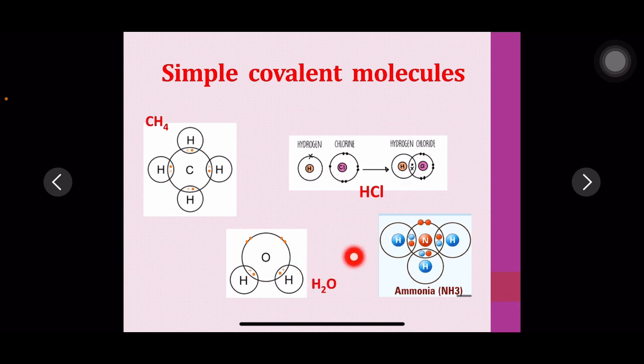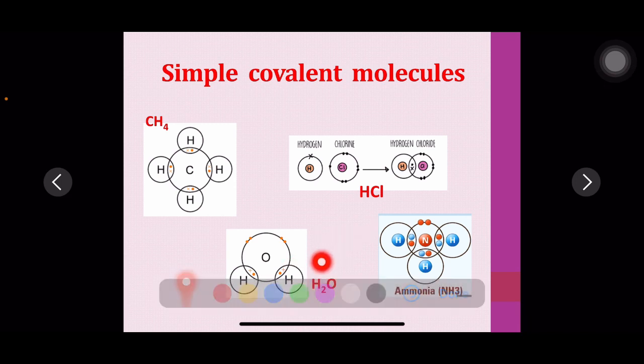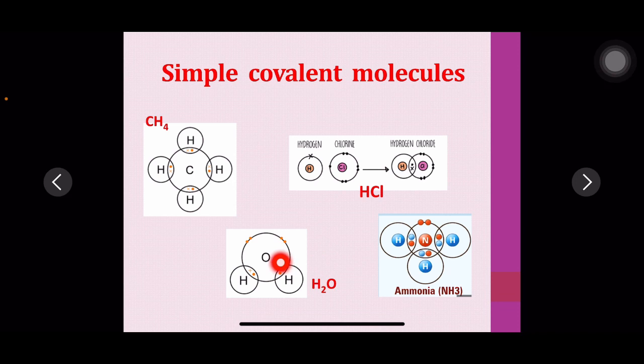Here you can see water. In water there is a covalent bond. Each oxygen is bonded with 1 electron to another hydrogen. Each oxygen is bonded to 2 hydrogen atoms with covalent bond. There are 2 single covalent bonds and oxygen is having total 6 electrons in the outer shell. So 1 electron is bonded here, 1 electron is bonded with other hydrogen and 2 lone pairs are existing there as a lone pair. These lone pairs are not participating in bond formation.